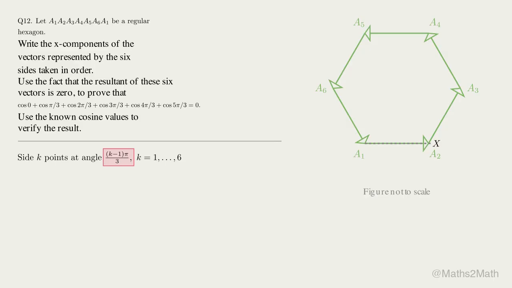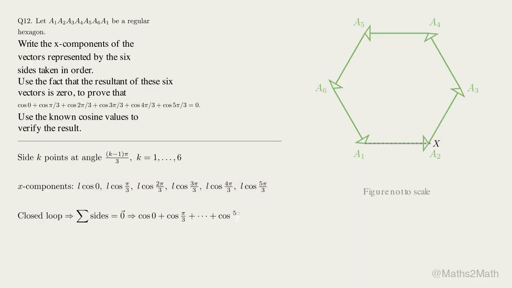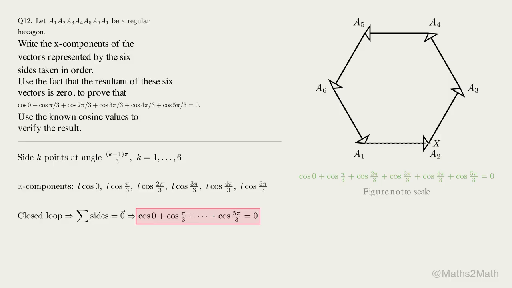Their directions are 0, pi by 3, 2 pi by 3, pi, 4 pi by 3, and 5 pi by 3. So the x components are L cosine 0, L cosine pi by 3, up to L cosine 5 pi by 3. The loop closes, so the 6 vectors add to 0, and in particular their x components add to 0. Dividing by L gives the identity. Verify with known values: 1 plus a half minus 1 minus a half plus a half, total 0, hence proved.